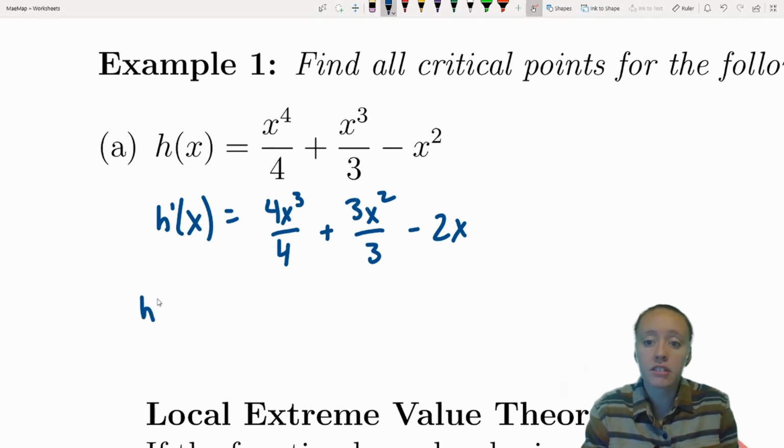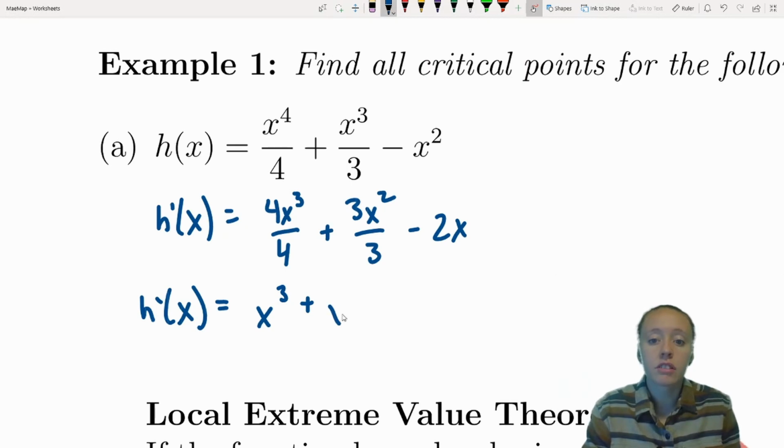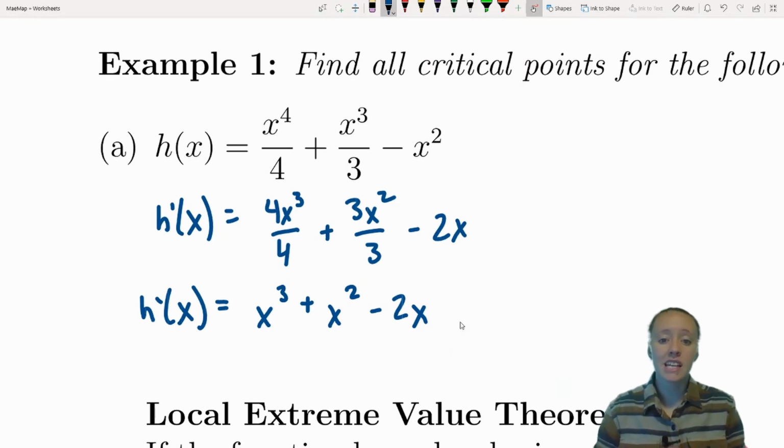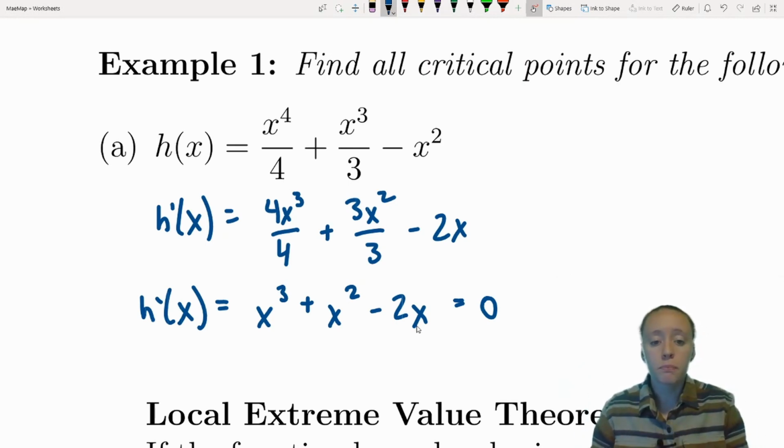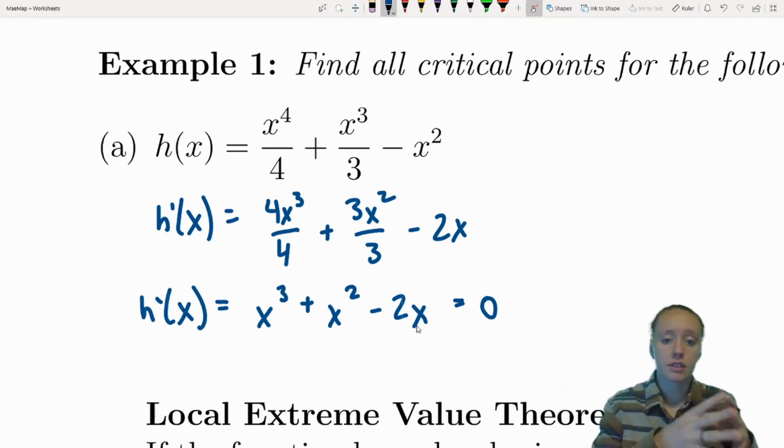Simplifying this derivative down, h prime of x is equal to 4 over 4 cancels out, so that's going to be x cubed plus 3 over 3 cancels out, so that's just x squared, and then we have our minus 2x. Now we want to see when this is equal to 0, because since we don't have that rational function, we can plug in whatever x values we want, so there's never going to be an x value that makes our derivative undefined.